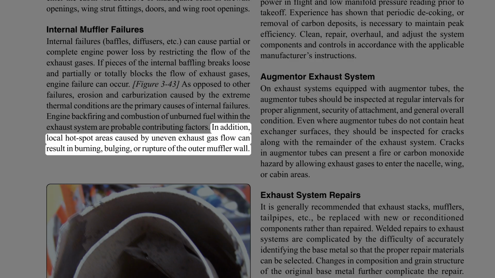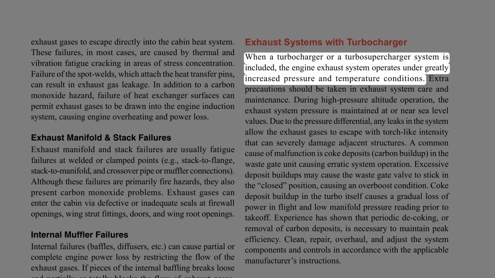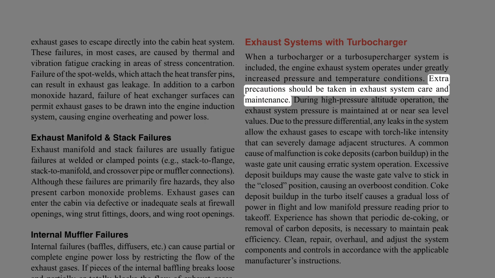In addition, local hotspot areas caused by uneven exhaust gas flow can result in burning, bulging, or rupture of the outer muffler wall. Exhaust systems with turbocharger. When a turbocharger or a turbosupercharger system is included, the engine exhaust system operates under greatly increased pressure and temperature conditions. Extra precautions should be taken in exhaust system care and maintenance.